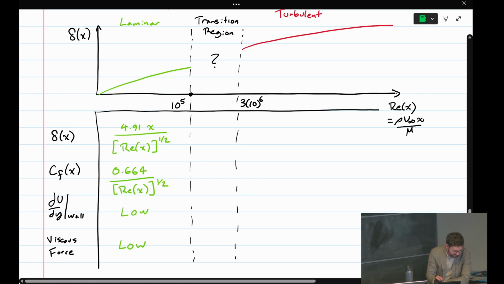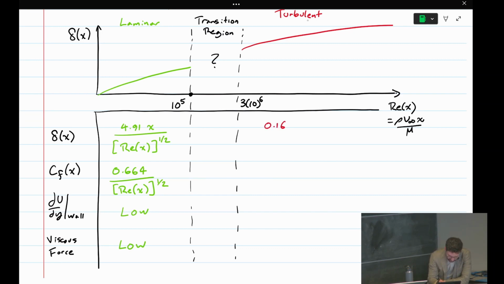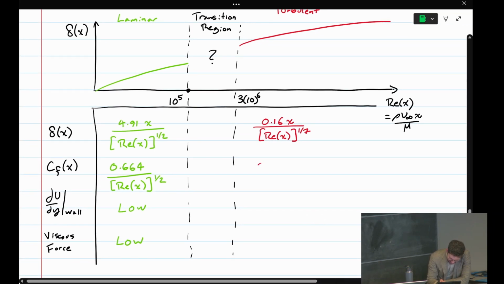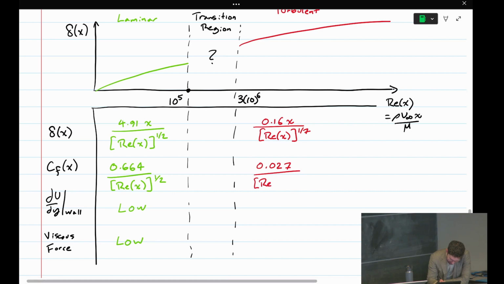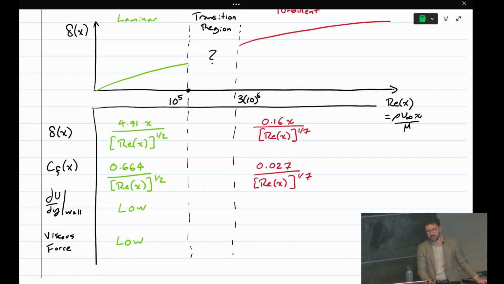For a turbulent boundary layer, we get the following relations. So delta of x is 0.16x over the Reynolds number to the power of 1/7. Skin friction coefficient is 0.027 over Reynolds number of x to the 1/7. Turbulent boundary layers are characterized by high velocity gradients.